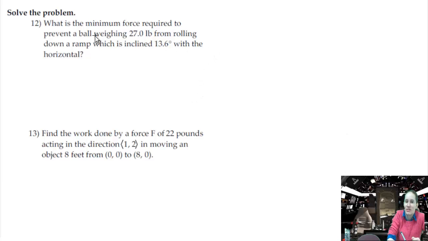All right, so 12 and 13. We've got a situation on 12 that we should be kind of familiar with, or we should recognize it. We've had quite a few questions related to this kind of problem. So we've got a hill right here. I'm making it into a not so perfect triangle. It's inclined at 13.6 degrees.